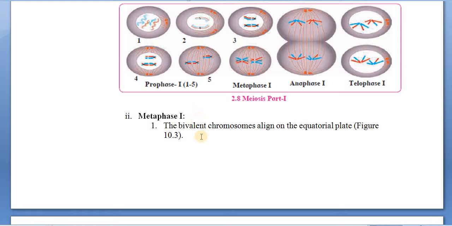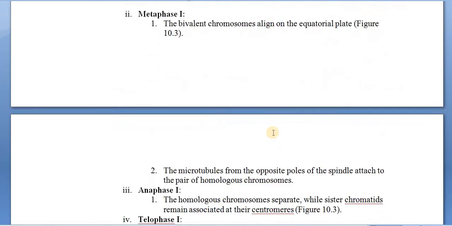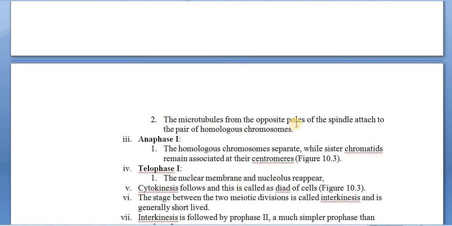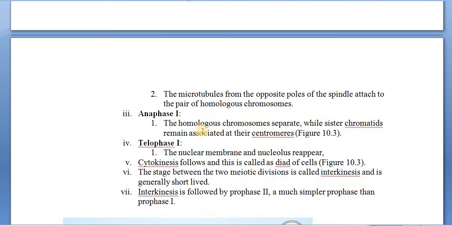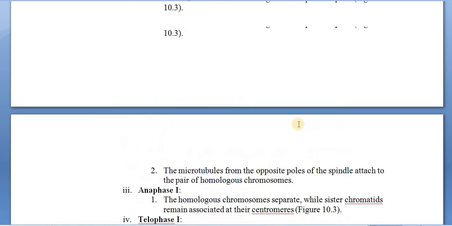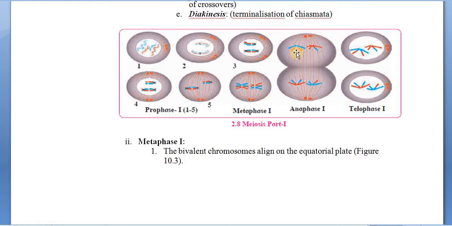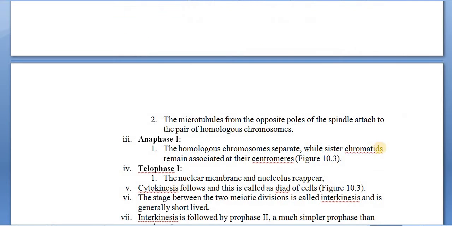Now metaphase 1: the bivalent chromosomes align at the equatorial plane. They will align at the equatorial plane, that is metaphase 1. Microtubules from the opposite poles of the spindle attach to the pair of homologous chromosomes. Microtubules will attach. In anaphase 1, the homologous chromosomes separate from each other while sister chromatids remain associated at the centromere.